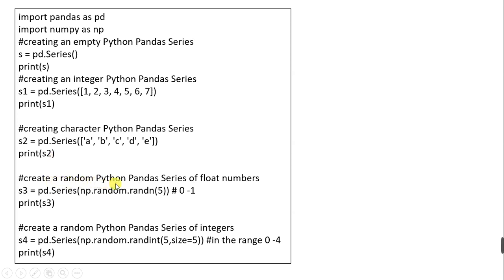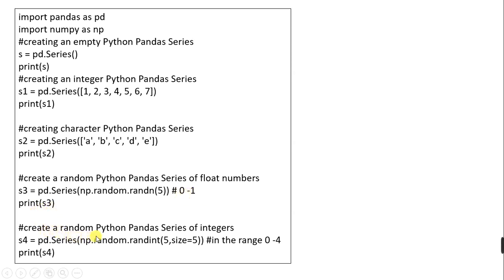The fourth one, creating a random pandas series of floating numbers. For that, s3 is equal to pd.Series. You know how to create random integer numbers. np.random will not create integer values, rather it will create floating type values. And since we are using the function randn of 5, it will create 5 random values between 0 and 1, not a particular range. By default it will give us values between 0 and 1.